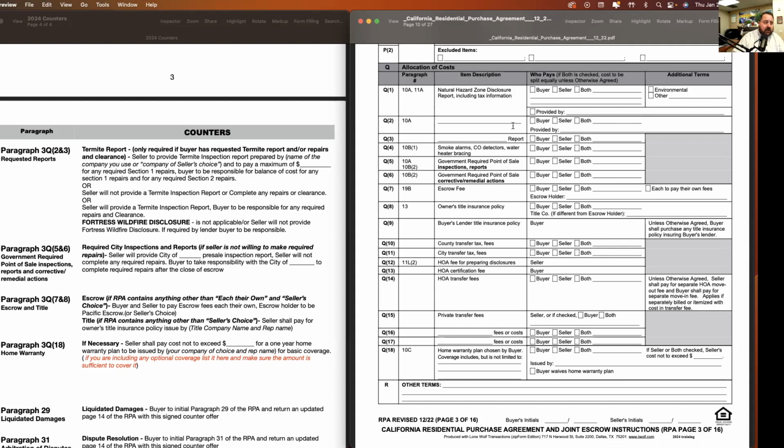So if your seller does not want to pay to provide that, you could put in there the seller, this is not applicable, or seller will not provide fortress wildfire disclosure. If required by lender, or I should put insurer in there, buyer to be responsible for obtaining the report, right? Like we're going to put it back on the buyer if your seller doesn't want to pay for it.